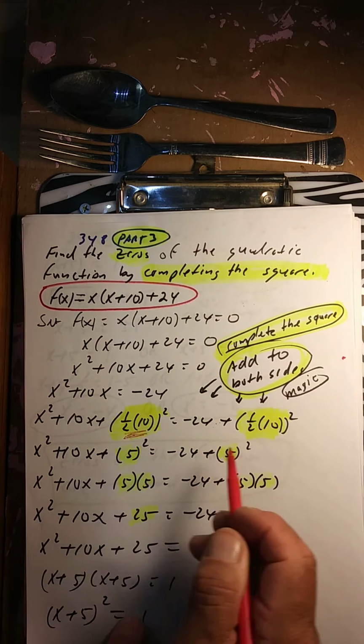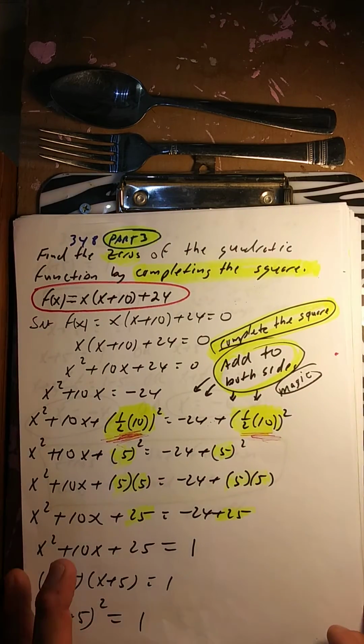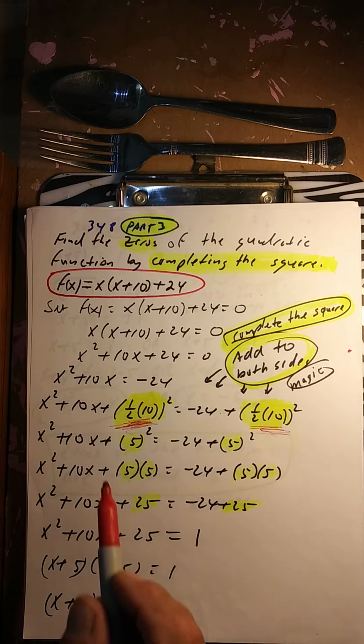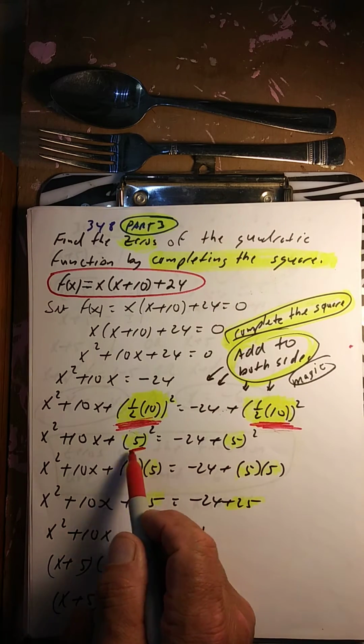This side and this side. Y'all see that? This side and this side. You add it to both sides. Now, as soon as you do that, it's going to complete the square. And what does that mean to you? Again, let me make sure that you understand that. You add half of this number to this side and to this side. And there it is right there.